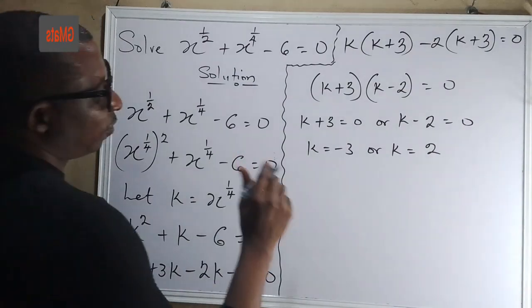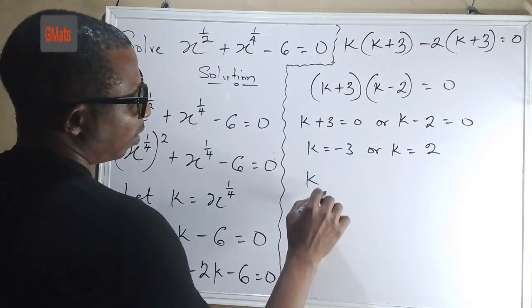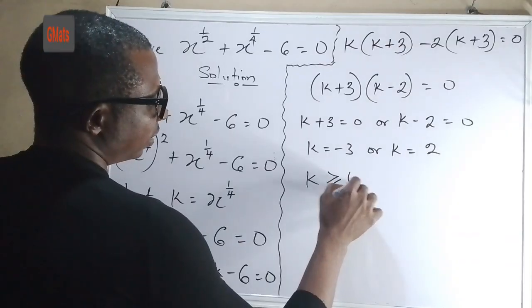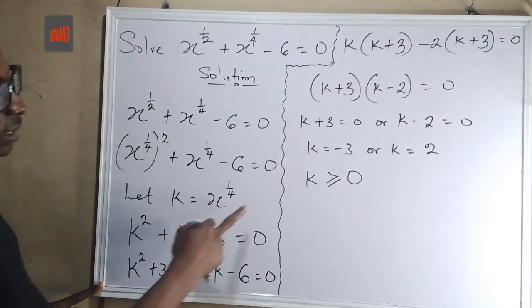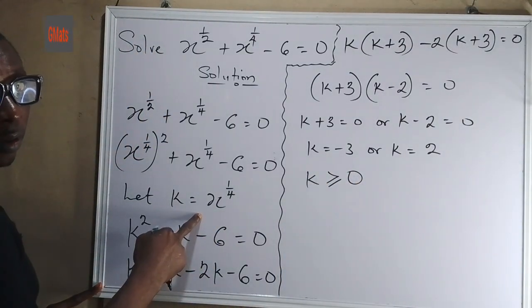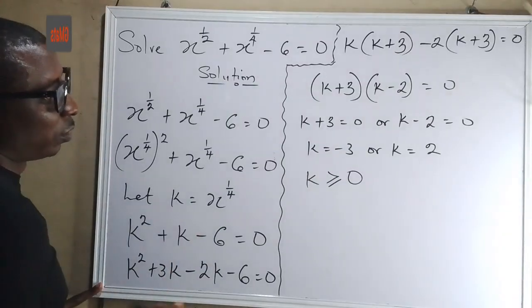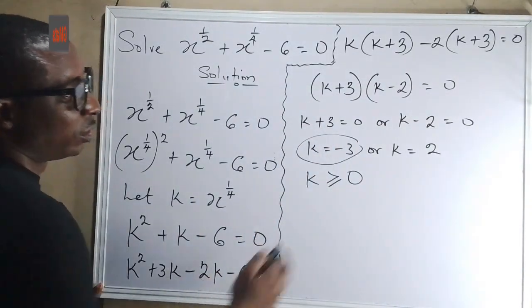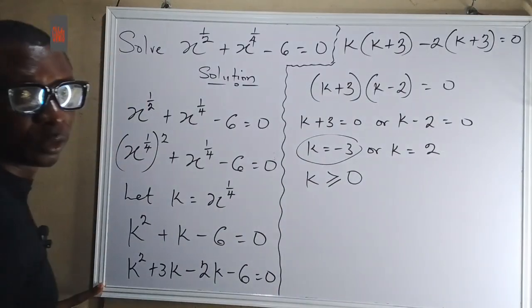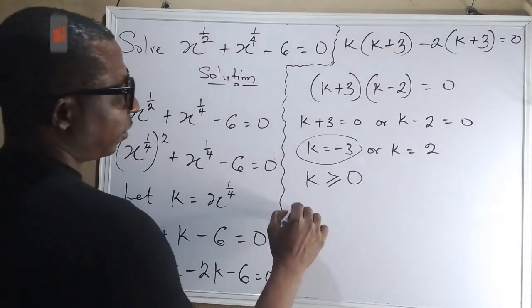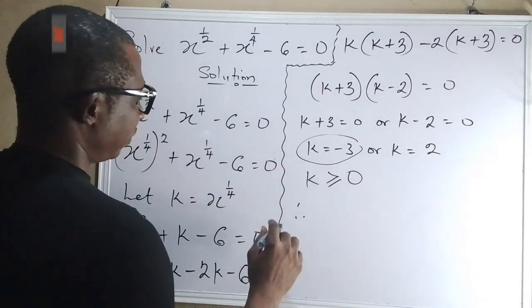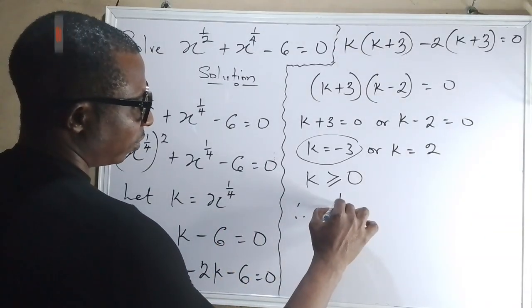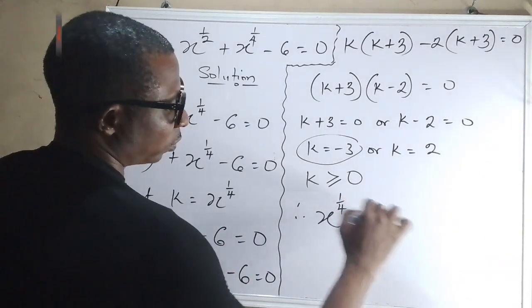Now, but don't forget, k must always be greater than or equal to 0. For that reason, we are going to ignore this. So the value of k is 2. So therefore we have k, which is x raised to the power of 1 over 4, equals 2.